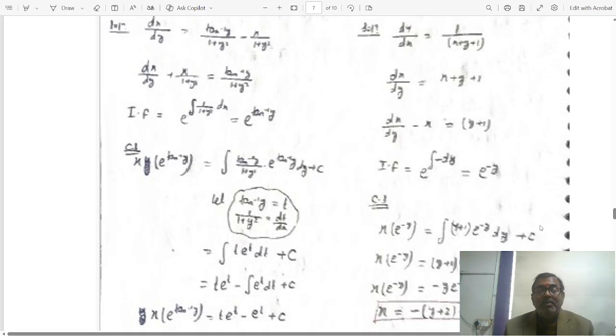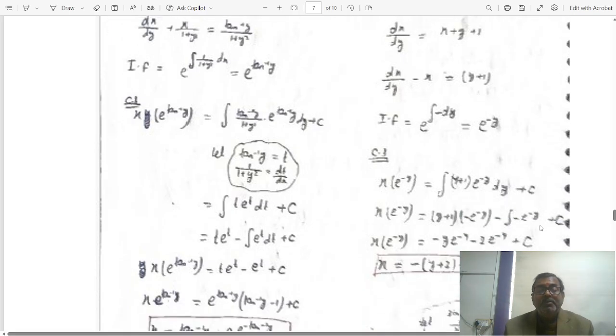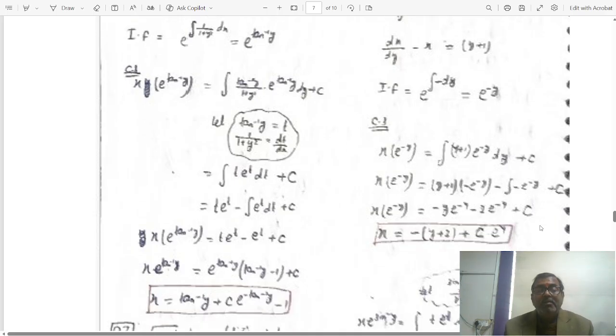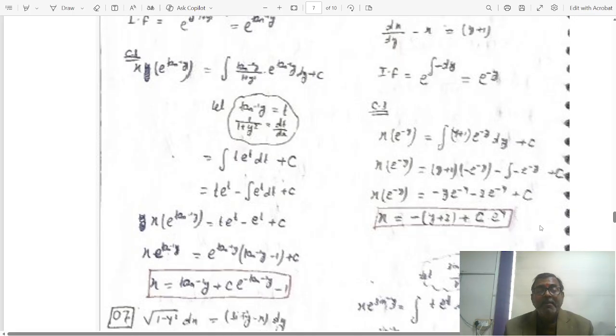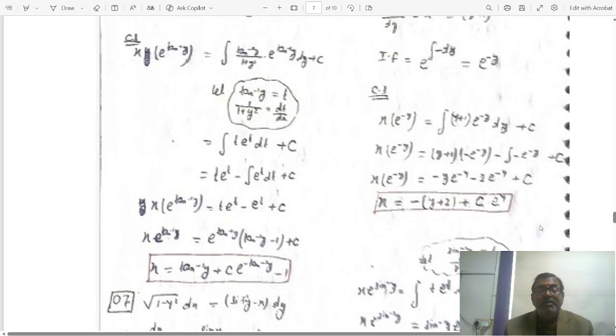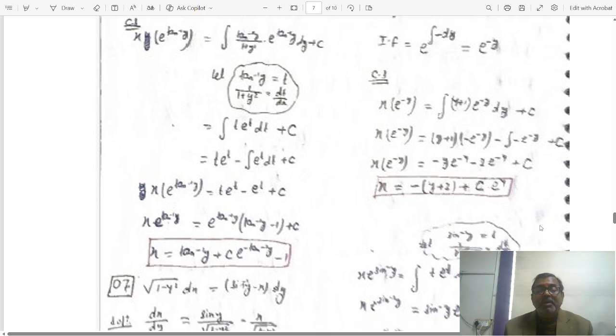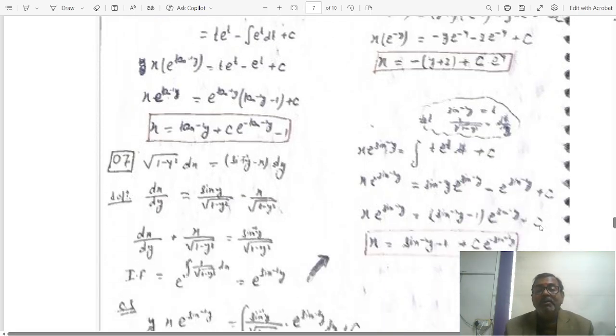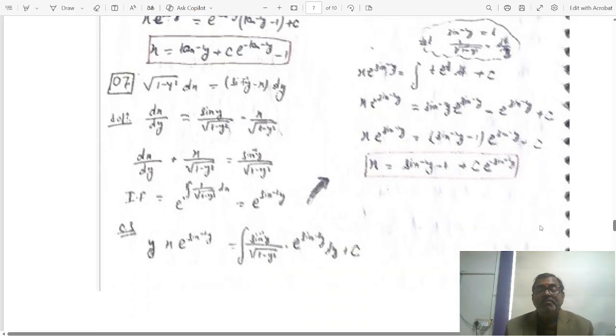Now applying the product rule formula, x e to the power tan inverse y equals t e to the power t minus e to the power t plus c. Putting the value of t, we get the required solution: x equals tan inverse y minus 1 plus c e to the power minus tan inverse y. So that is one more example of linear differential equations.